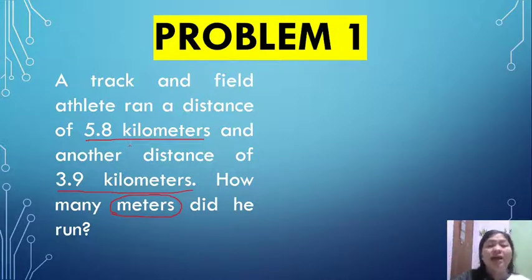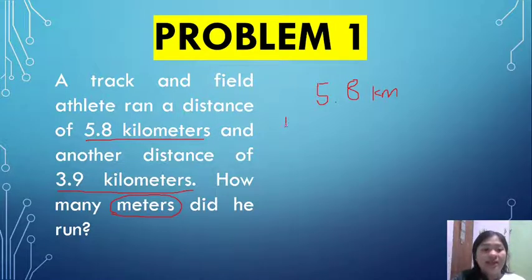Kung tumakbo si athlete ng 5.8 kilometers and 3.9 kilometers, how many is the total number of kilometers na tinakbo niya? So we are going to add first. So 5.8 kilometers. I-add natin si 3.9 kilometers. So I think you can add this easily. Okay, so you have 8 plus 9 is 17, carry 1. So you have here 9.7 kilometers.